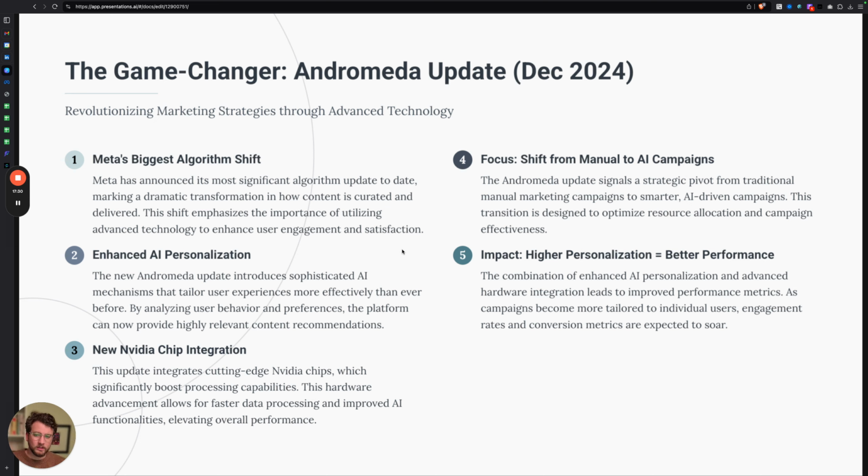And so this is really going to be mostly affecting ASC campaigns and ASC creative. Now, again, the big shift here is this enhanced AI personalization.